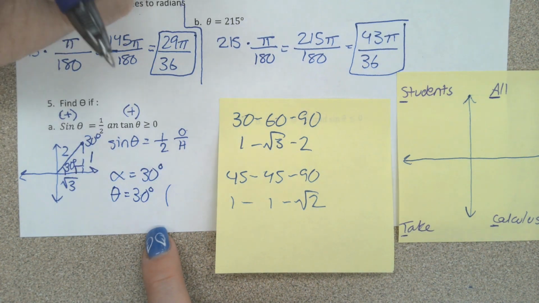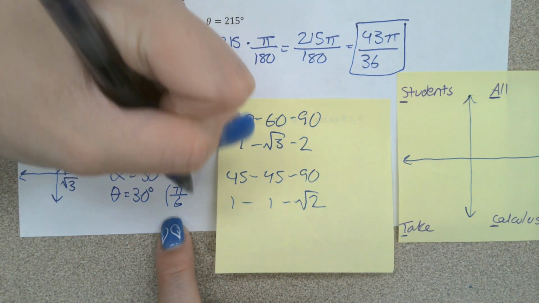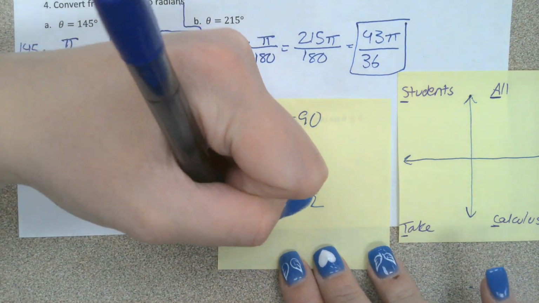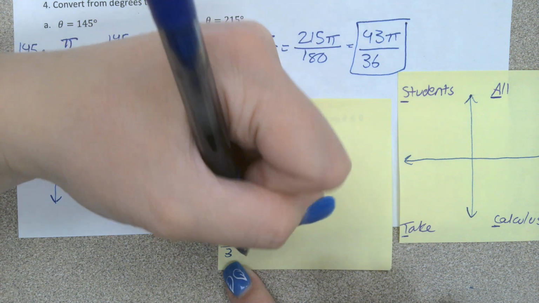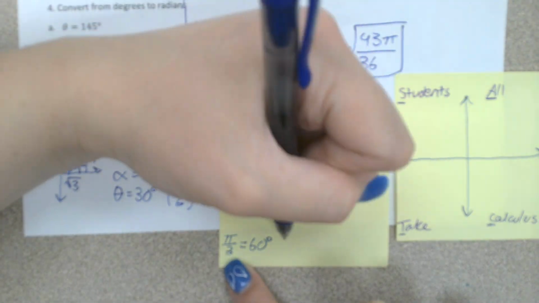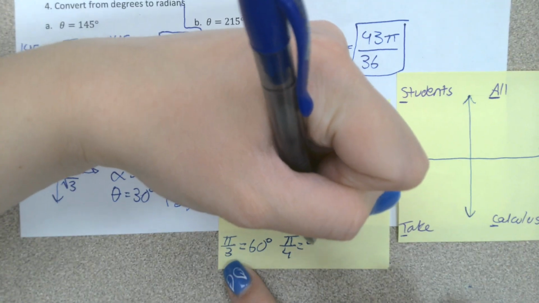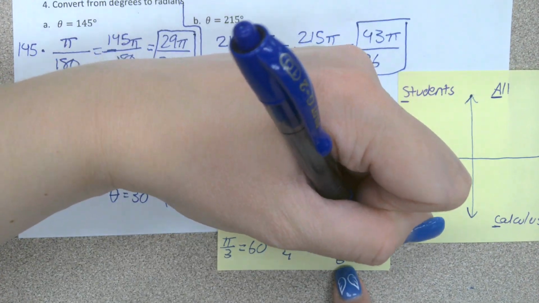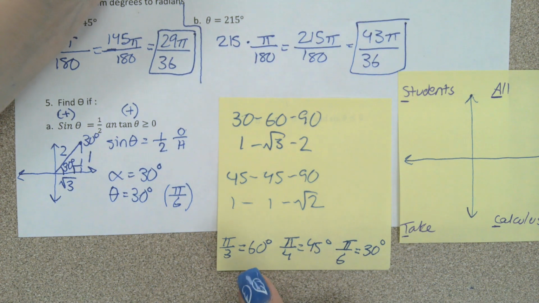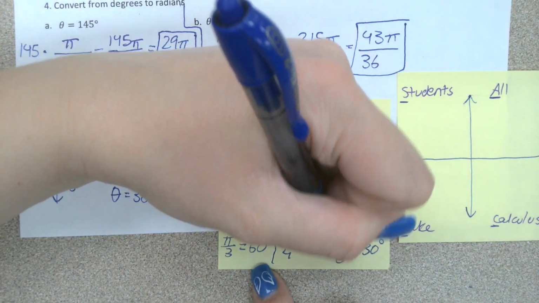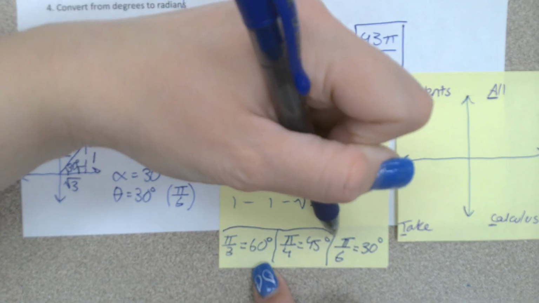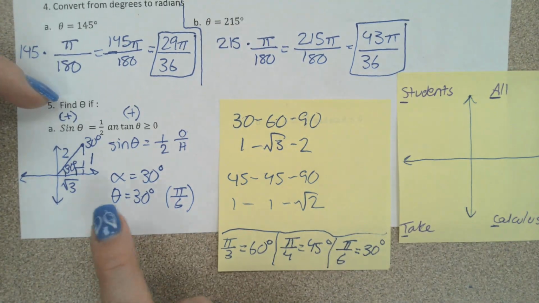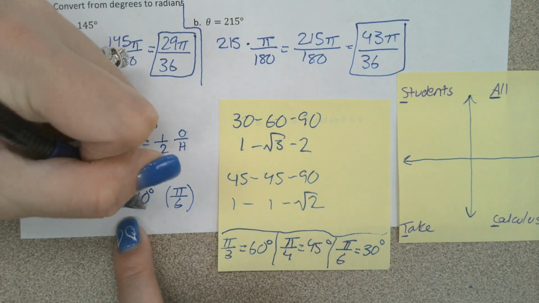And if they asked in radians, that would be pi over 6. Reminder, you do have to have these memorized. Pi over 3 is the opposite of what you think, it's 60 degrees. Pi over 4 is 45 degrees. And pi over 6, again the opposite of what you'd think, is 30 degrees, not 60. So it's best if you have these memorized. If not, you could always just convert from one to the other. So the question was find theta. We have found it. It is 30 degrees.